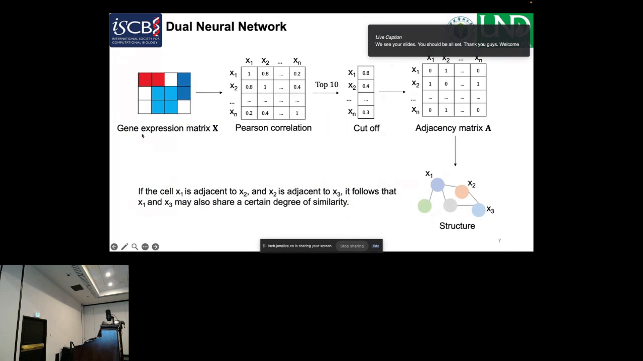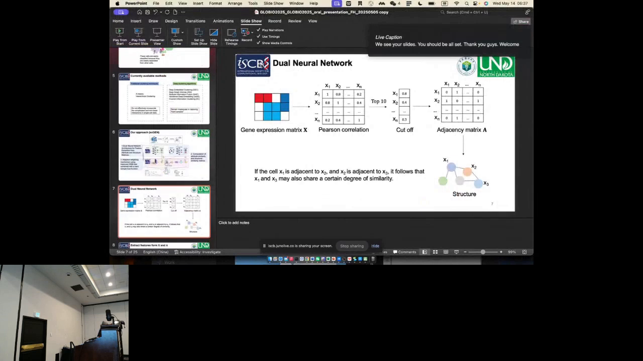We begin with the gene expression profile as our input data. First, we calculate the Pearson correlation between each cell pair.